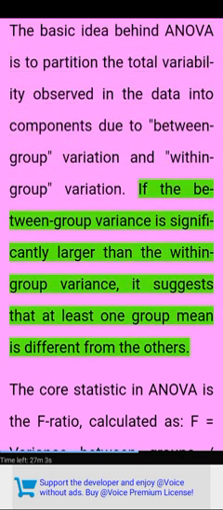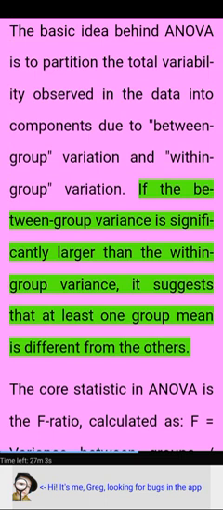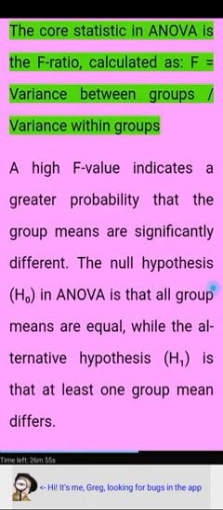If the between group variance is significantly larger than the within group variance, it suggests that at least one group mean is different from the others. The core statistic in ANOVA is the F ratio, calculated as F = variance between groups / variance within groups.